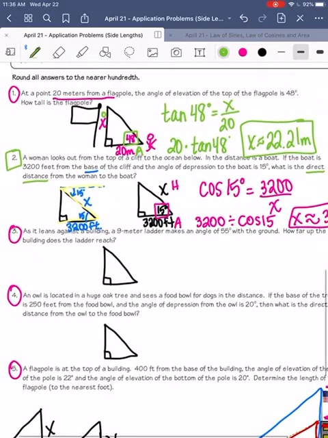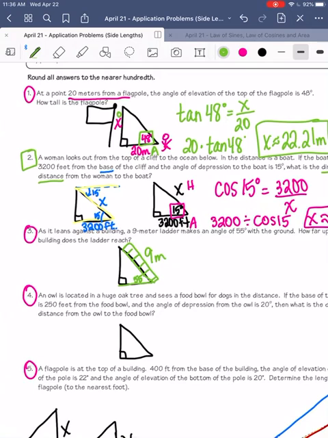All right, let's look at number 3. As it leans against a building, a 9-meter ladder, okay, so remember we talked about a ladder lean, so the ladder would be here. Okay, so 9 meters is going there. It makes an angle of 55 degrees with the ground, so the ladder and the ground come together here. How far up the building? And so the building would be here, and so this is your X.